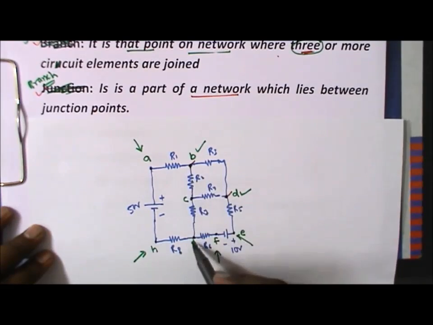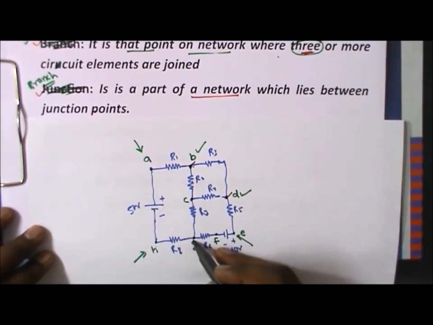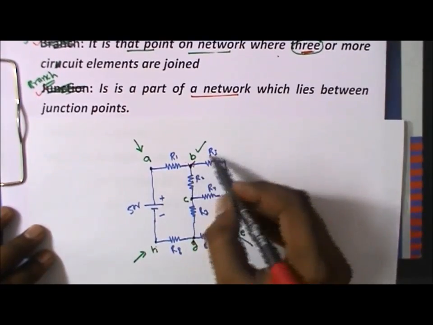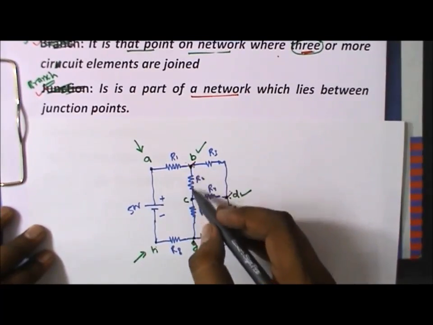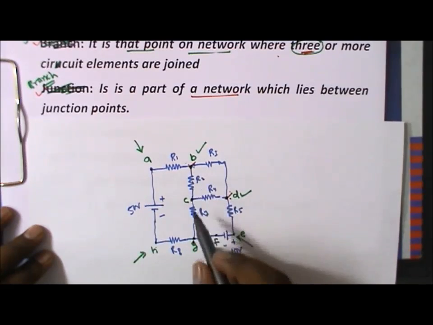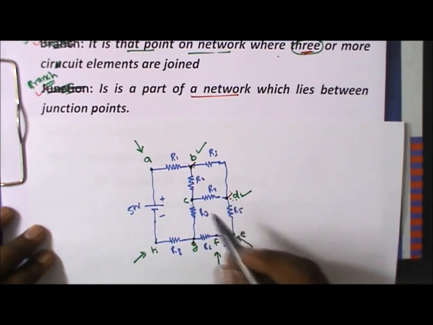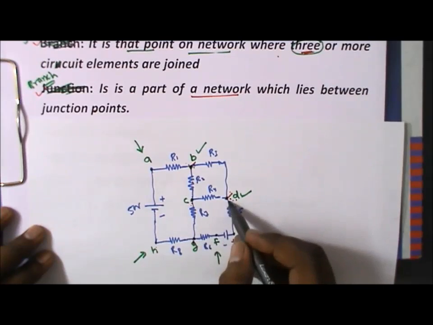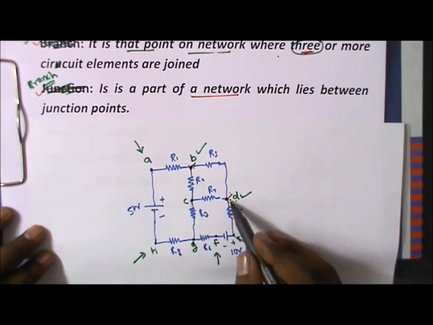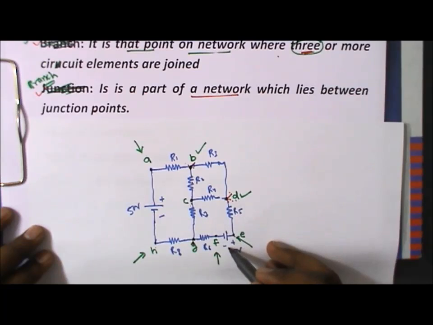This is a junction, this is a junction. This is a branch. BAHD is a branch. BD is a branch because it is the part between two junctions. BC is a branch because this is also a part between two junctions. CD is a branch. CG is a branch and DG is a branch. This is not a junction. DG is having a branch of R5, 10 volt battery and R6.